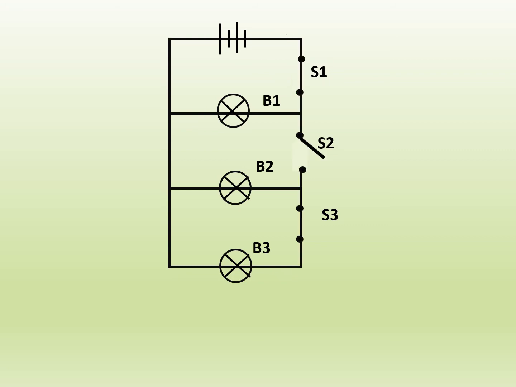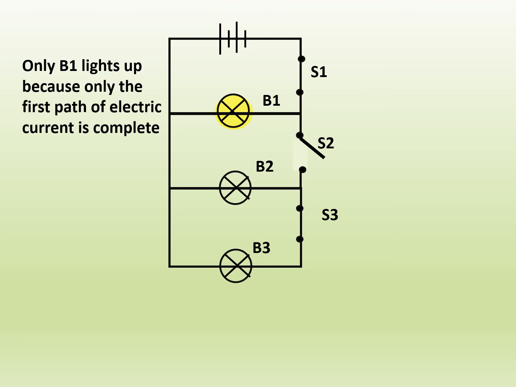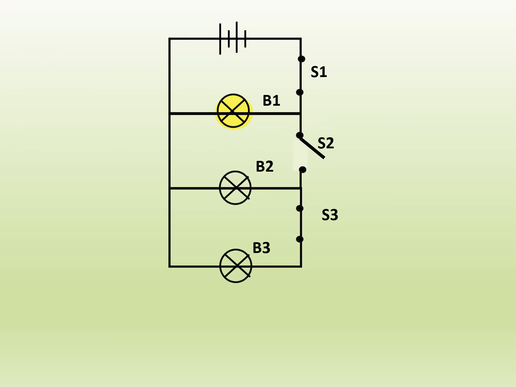Now let's look at what will happen when we open switch 2. The answer is only bulb 1 will light up because only the first path of electric current is complete. But bulb 2 will not light up because the second path of electric current stops at switch 2. And also bulb 3 will not light up because the third path of electric current also stops at switch 2.